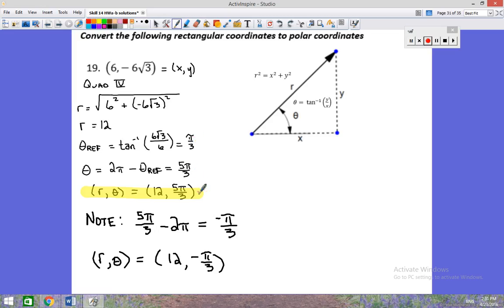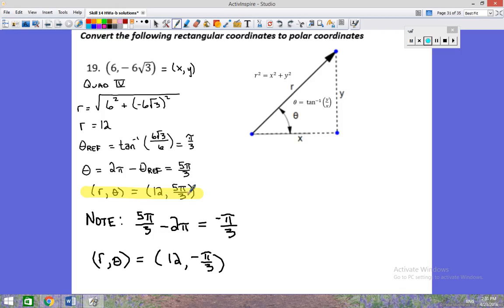Now, if you're checking your answers against the key on Khan Academy, you're going to see that it doesn't say 12 comma 5 pi over 3, it says 12 comma negative pi over 3. It's the same. There's infinitely many correct answers. There's infinitely many different ways to describe this r, theta.